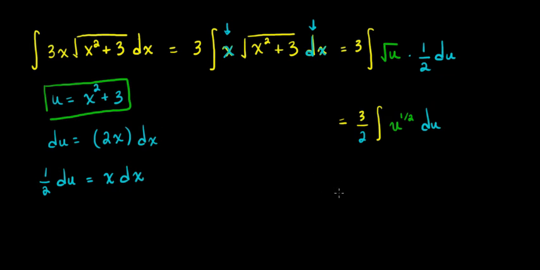This is going to equal 3 over 2 times u to the 1/2. Remember we're going to add 1, so that becomes u to the 1/2 plus 1, which is 3 over 2. And again, I have to divide by 3 over 2, but that's the same thing as multiplying by the reciprocal, so I can just multiply by 2 over 3 instead. And then I have to tag on this plus c since we are doing an indefinite integral.